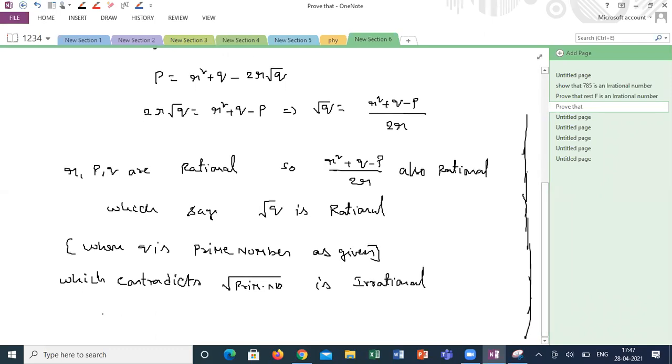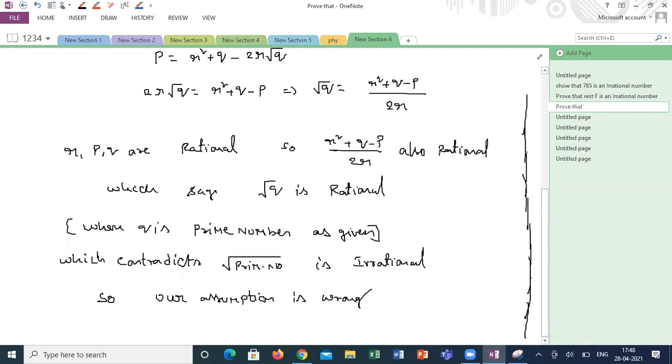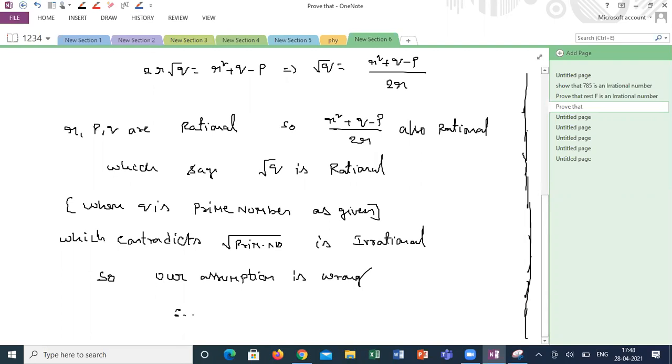So our assumption is wrong. Therefore, root p plus root q is irrational.